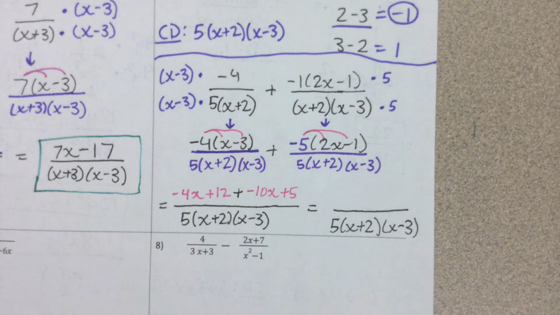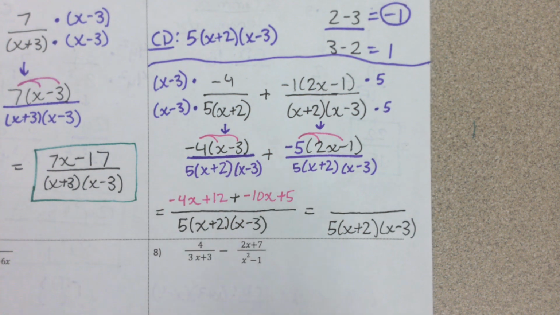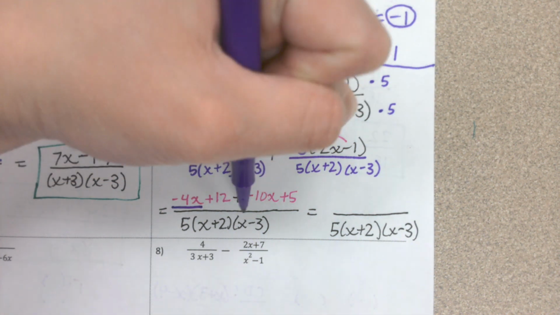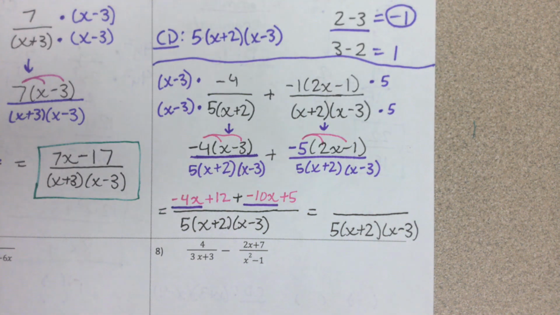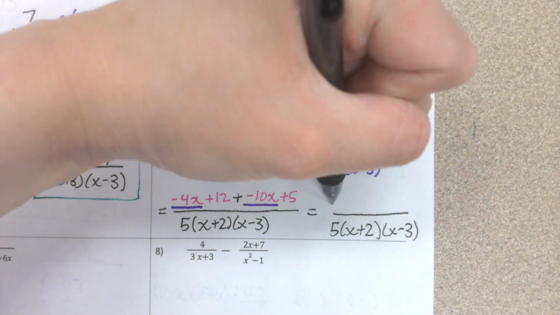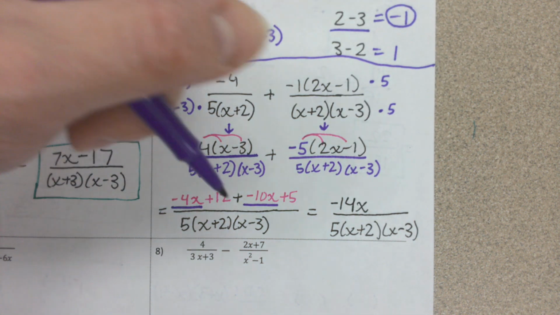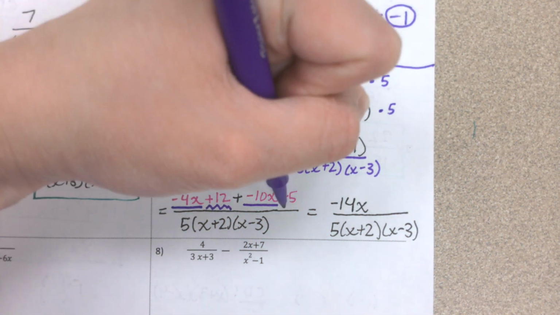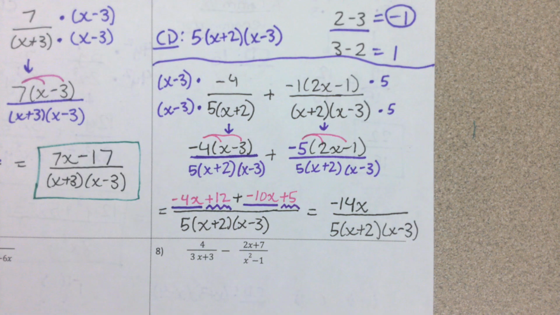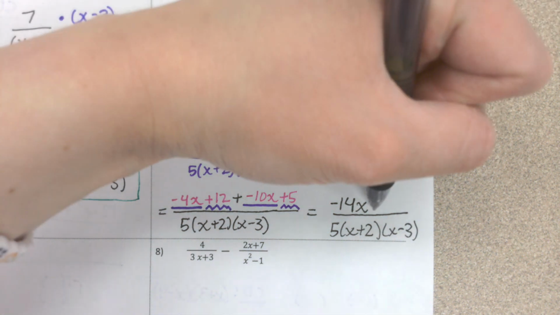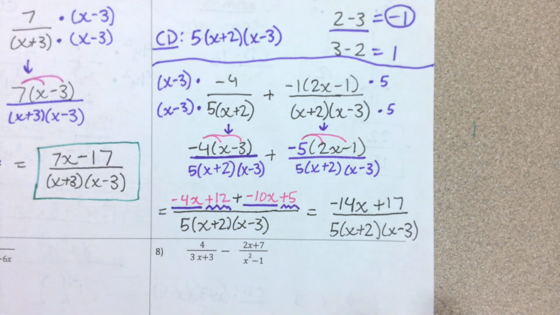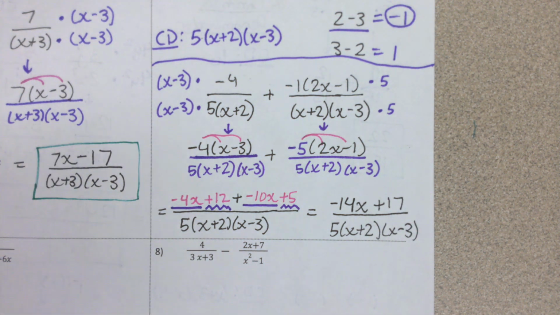And now for the like terms. I've got a pair of x's here. Negative 4x and negative 10x. Negative 4 and negative 10 give me negative 14x. And plus 12 and plus 5, both positive. 12 plus 5 is 17. Negative 14x plus 17 is our answer.